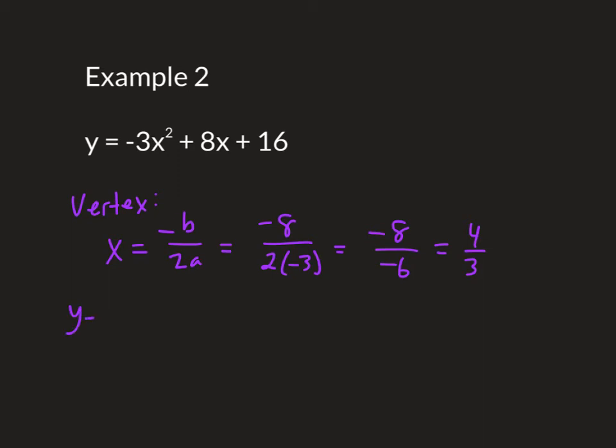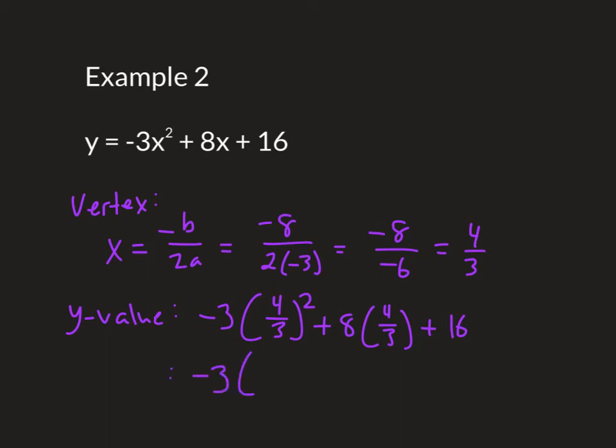Then the y value is going to be what we get when we plug that in. So we're going to do -3 times 4/3 squared plus 8 times 4/3 plus 16. We're going to see what that gets us. All right, so let's do some calculating here. So 4/3 squared would be 16 over 9, plus 8 times 4/3. If we throw a 1 under there, that would get us 32 over 3, plus 16.